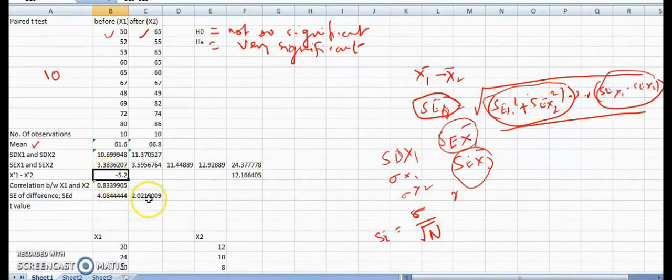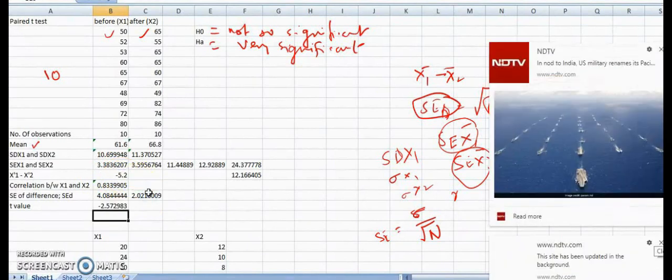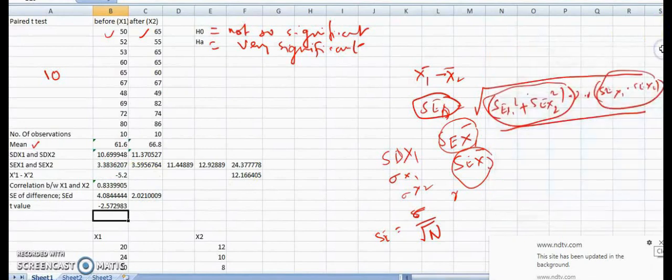Now we have got the numerator as well as the denominator. This is the numerator and this is the denominator. So just by dividing the numerator by the denominator, we will get the t value. This divided by this. So we got this value. Okay. So this is the value of t. You can omit the negative sign because that is not important here. Yes, so the value is 2.572986. 2.57, you can consider that.